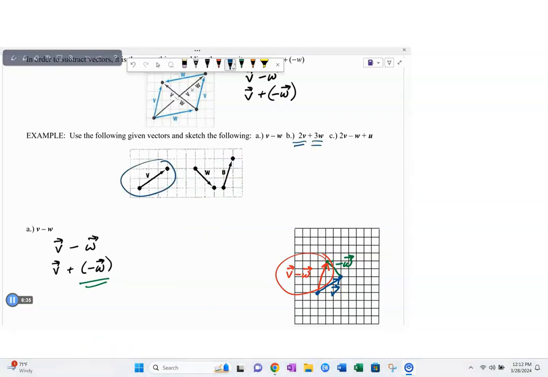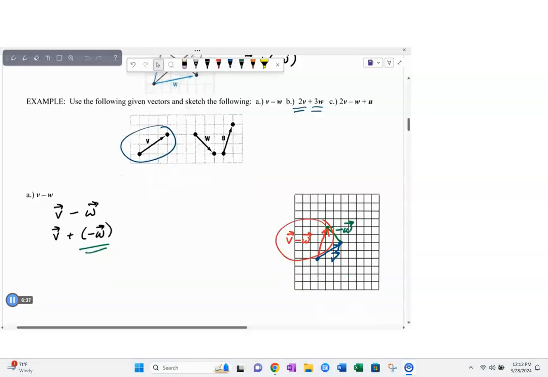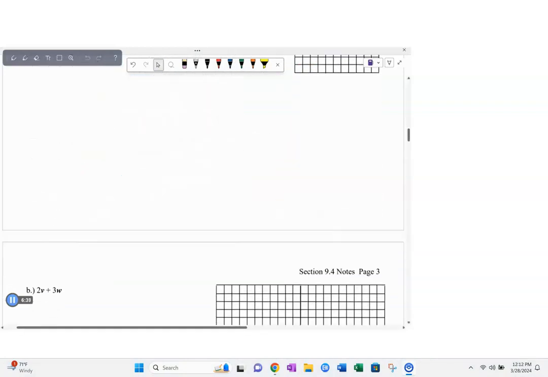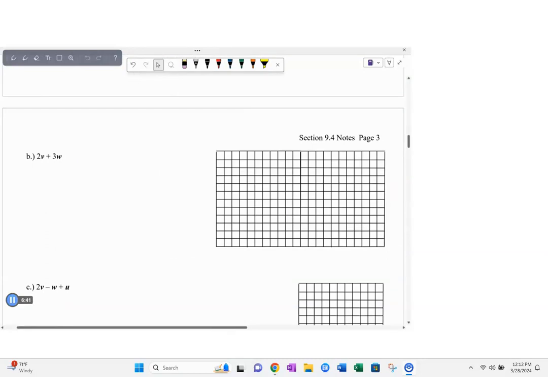So notice v goes up to right 3, so I'll do that twice. 2v plus 3w. Go up to right 3, but I've got to do it twice. Up to right 3. Okay, here's double v, 2 times vector v. So that's 2v. Now I'm going to add on 3w.